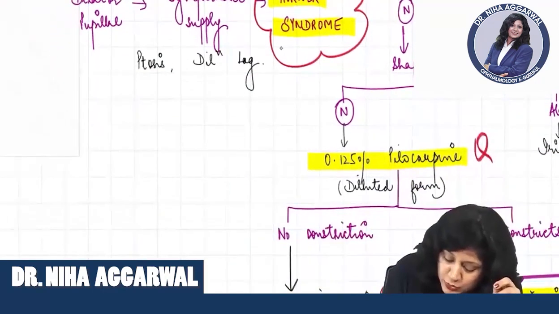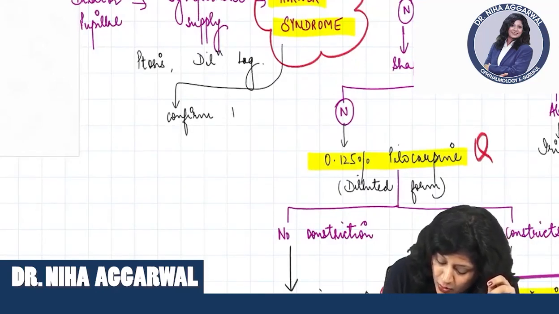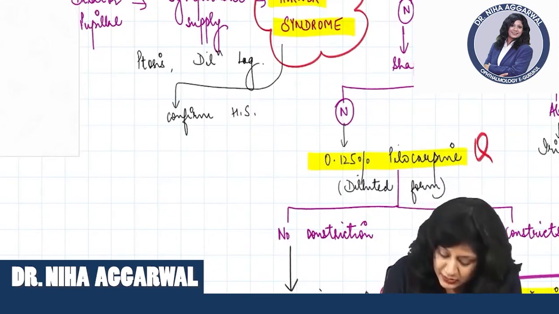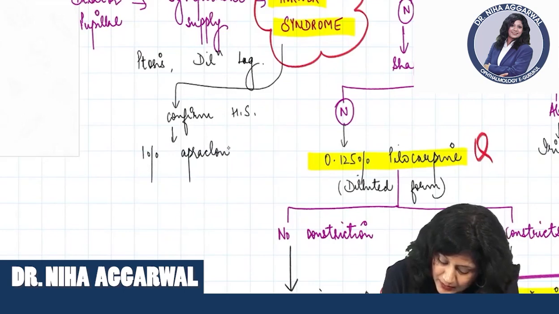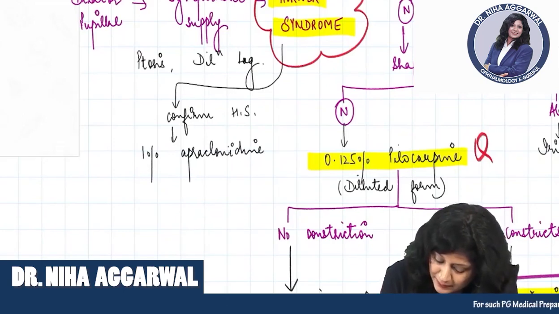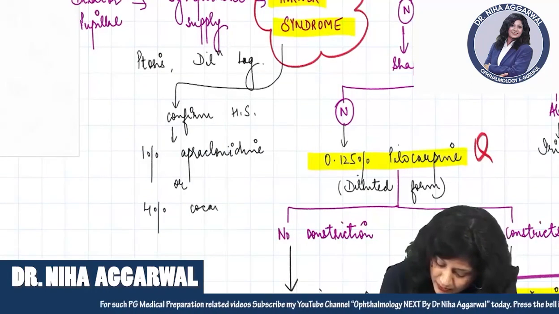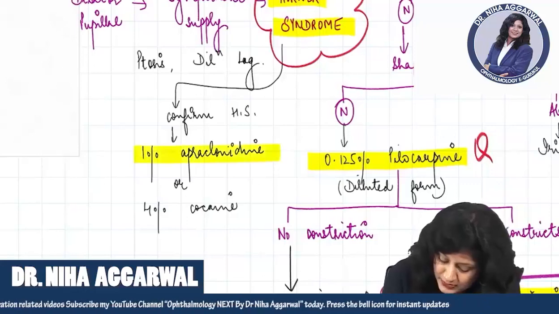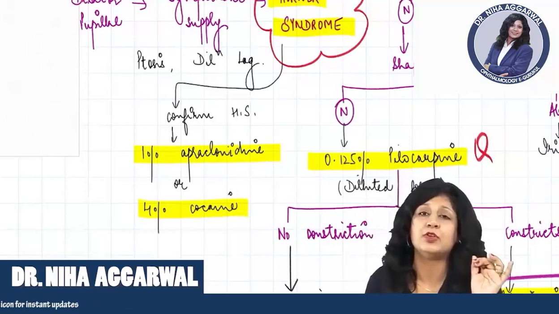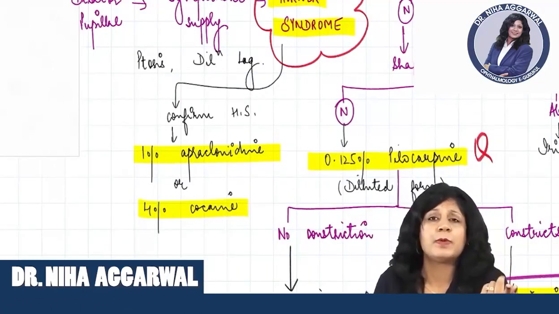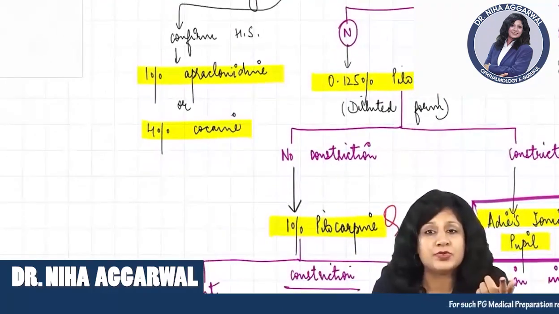Now, what are the things that you should do to confirm it? In order to confirm Horner syndrome, we can use 1% apraclonidine. Either I can use 1% apraclonidine or I can use 4% cocaine. So 4% cocaine is also given in the options, and pilocarpine, two options were also given, most probably 0.1 and 1%. Now, which of the following should be used and why?